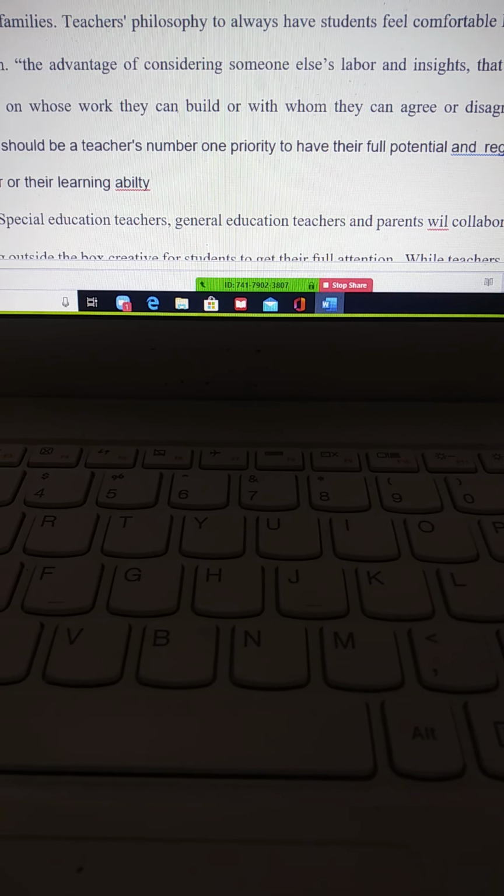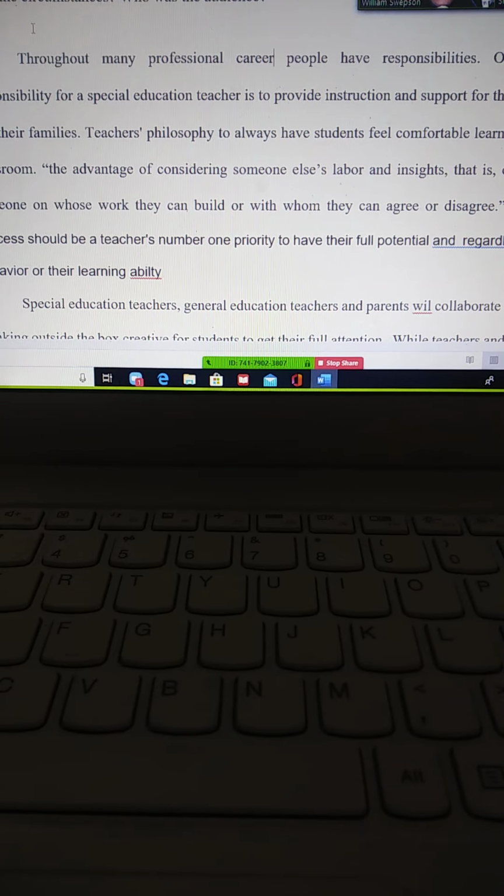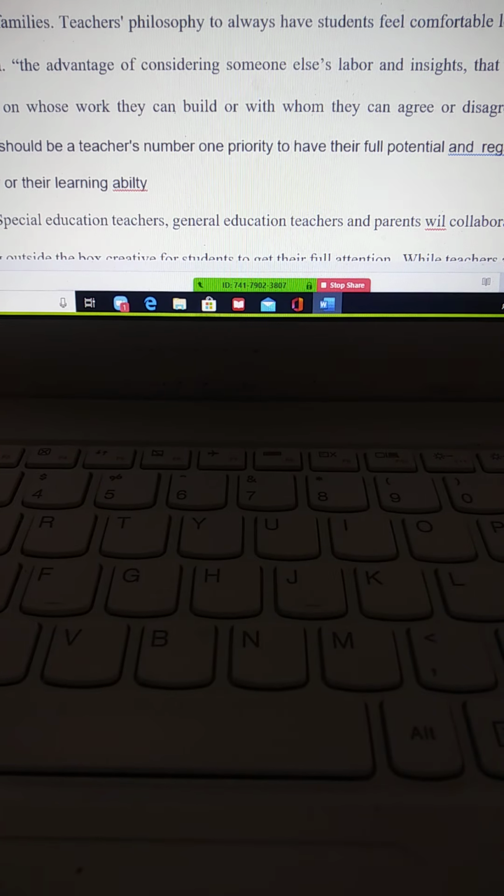So, "throughout my professional careers." Careers is plural. I don't think you need the comma there. Oh, I thought you said "throughout." It says "throughout many professional careers."